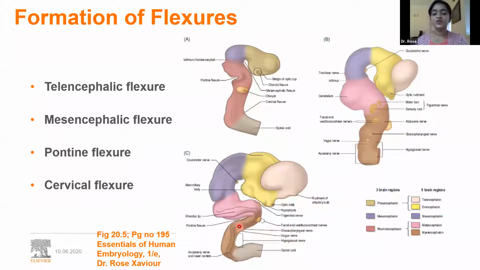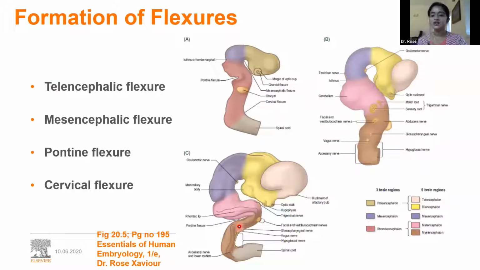Now, when the neural tube is developing within the cranial cavity, we know that the cranial cavity is a fixed space. Just like when we discussed the development of the heart tube, if it just gets elongated, it won't be accommodated within the pericardium, so it folds on itself to form the bulboventricular loop. Likewise, if the neural tube enlarges, it has to be accommodated within the cranial cavity, so it undergoes many flexions. You call these flexures.